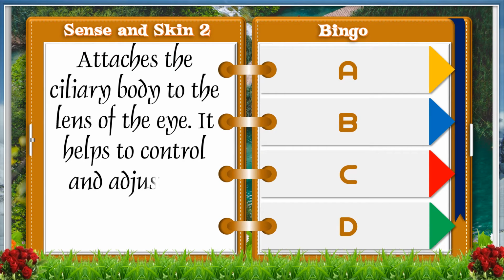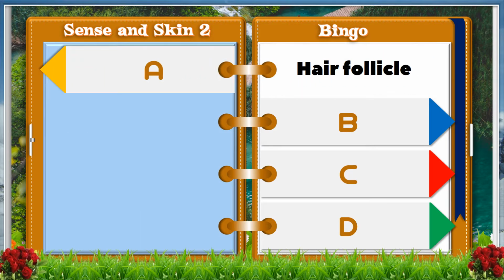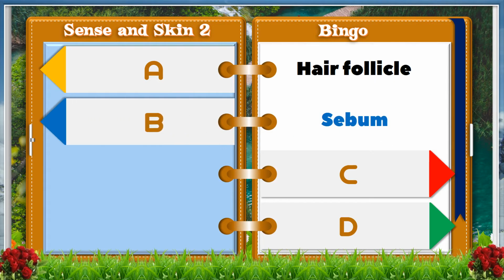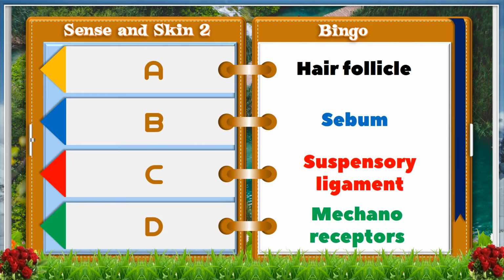Attaches the ciliary body to the lens of the eye. It helps to control and adjust the shape of the lens. A. Hair follicle. B. Sebum. C. Suspensory ligament. D. Mechanoreceptor. And the answer is C. Suspensory ligaments.